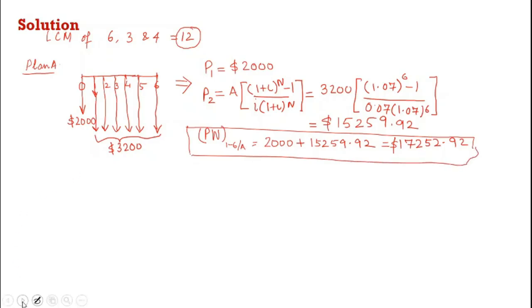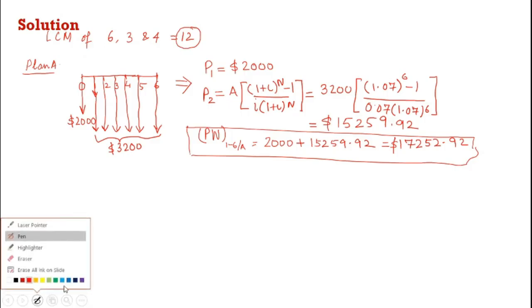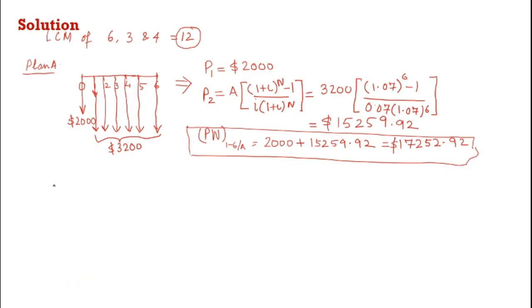Now let's see if I just extend this cash flow for 12 years. So in one case I am drawing it for the complete 12 years, 0, 1, 2, 3.